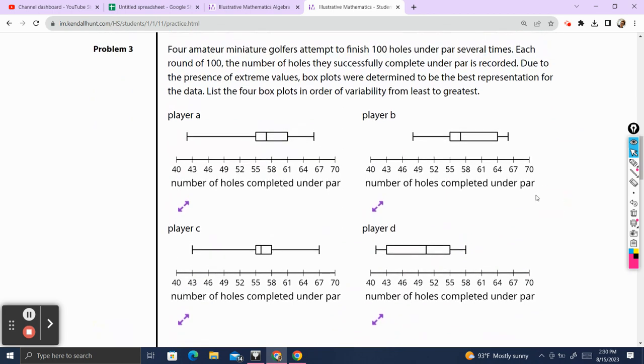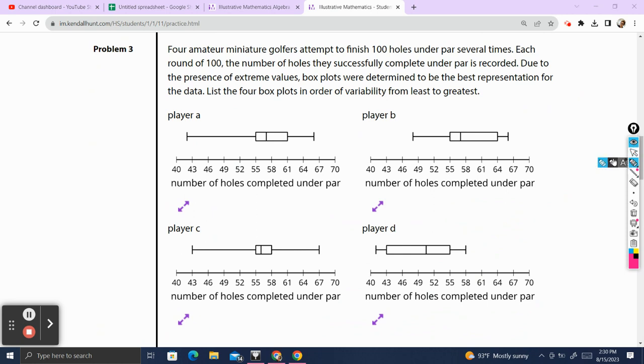4 amateur miniature golfers attempt to finish 100 holes under par several times. Each round of 100, the number of holes they successfully complete under par is recorded. Due to the presence of extreme values, box plots were determined to be the best representation for the data. List the 4 box plots in order of variability from the least to the greatest. Okay, we can do this.